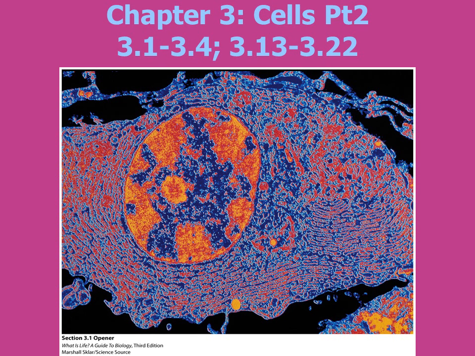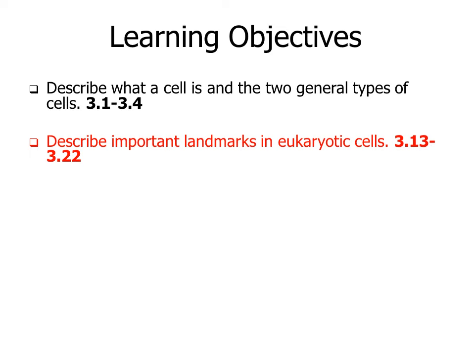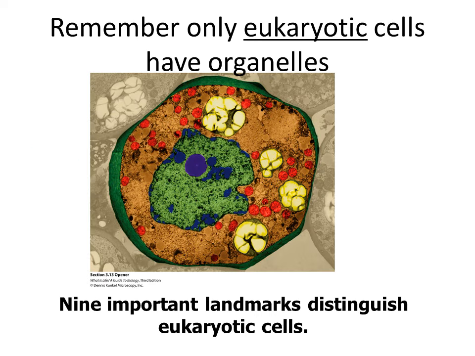Just to remind you, Chapter 3 is all about the cell. The learning objectives are that you need to describe what a cell is and two general types of cells, and describe important landmarks in eukaryotic cells. Remember that only eukaryotic cells have organelles. And there are 9 important landmarks that I want to point out to distinguish eukaryotic cells.